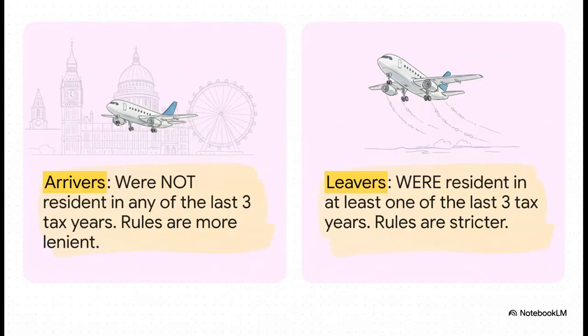Okay, and here's a really, really important twist. The test doesn't treat everyone the same. It makes a big distinction between arrivers, that's people who haven't been resident here recently, and leavers, people who were resident recently. And the rules for leavers are way stricter. Basically, it's harder to shake off UK residency than it is to pick it up in the first place.